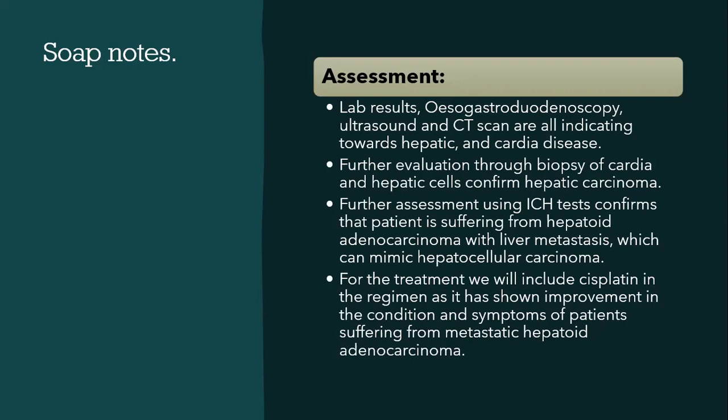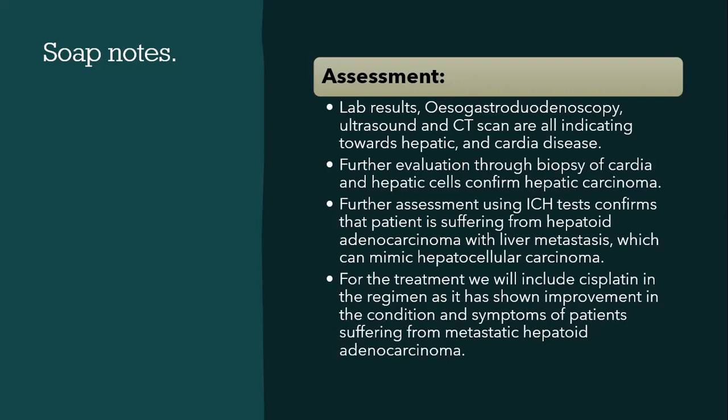Next, when we perform biopsy of cardiac and hepatic cells, the results showing tubulopapillary cells with large nucleus and eosinophilic cytoplasm indicate that the patient may have hepatic carcinoma. Finally, the disease was identified by performing IHC test, which confirms that the patient is suffering from hepatoid adenocarcinoma with liver metastasis. The main diagnostic feature was positive CK19, which indicated towards metastatic hepatoid adenocarcinoma.